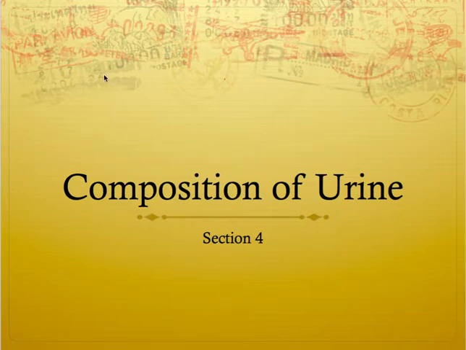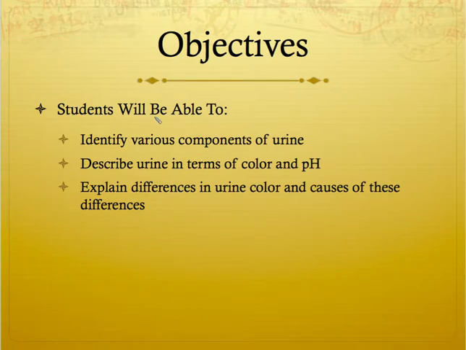Today we're going to talk about the composition of urine. Some goals for you at the end of this will be to identify various components of urine, talk about what goes into urine as we produce it, describe urine in terms of color and pH, and then explain differences in urine color and causes of these differences.